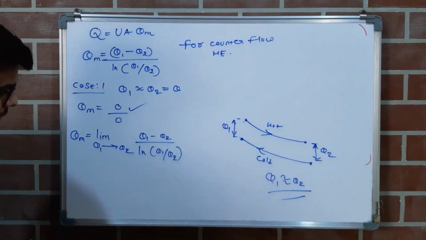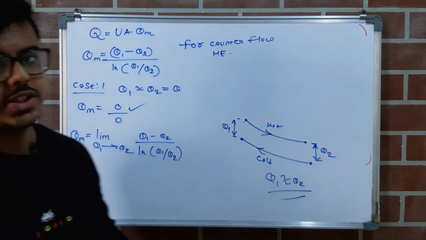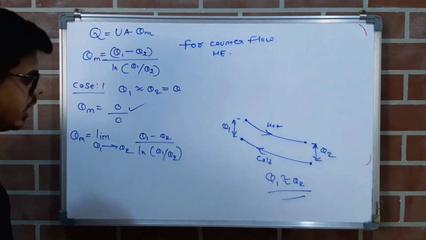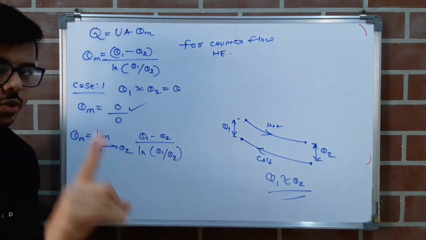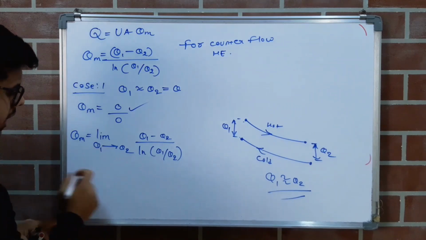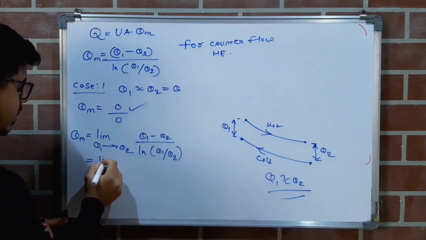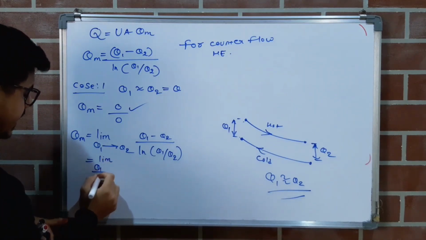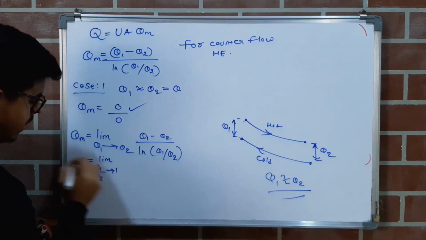Now what is the next step? The next step is to bring this whole equation into one variable. How? Just observe. Now we will write theta 1 upon theta 2 tends to 1.